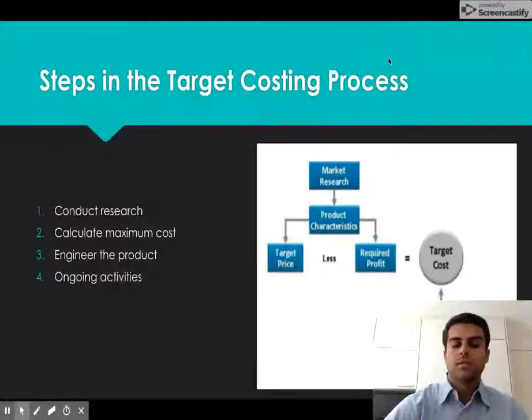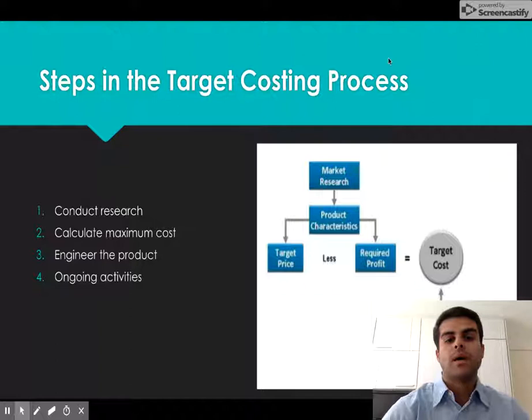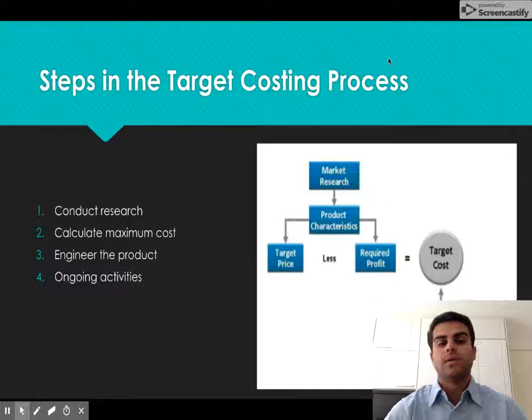The second step is to calculate the maximum cost, using the formula that I explained in the last slide. So the company provides the design team with a mandated gross margin that the proposed product must earn. The third step is to engineer the product. In this step, the engineers and the procurement personnel on the team now take a leading role in creating the product. The fourth and last step is called ongoing activities. The team now enters into a new phase of reducing product costs, which continues for the life of this product.